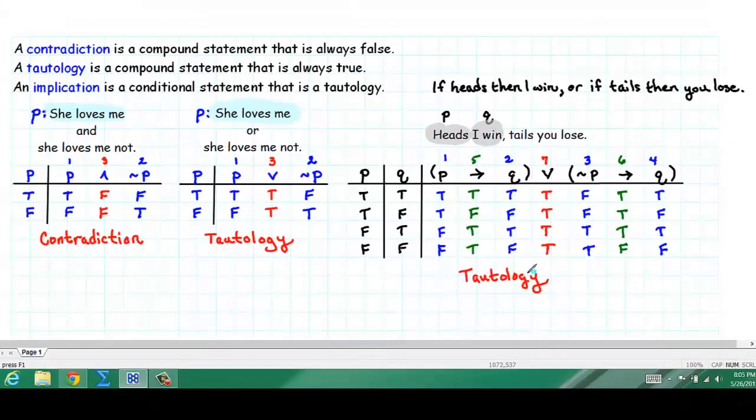Is it also an implication? Well, an implication is a conditional statement that is a tautology. So the question is, is this a conditional? It's certainly a tautology. Well, the last thing that we evaluated was a disjunction. So that means that this statement is a disjunction. It is not a conditional statement. Therefore, it is not an implication. So even though it contains two conditional statements, overall it is a disjunction and therefore it is not an implication. But it is a tautology.